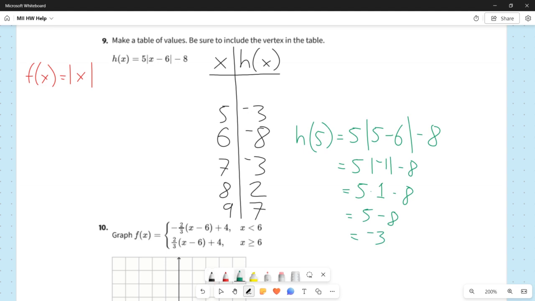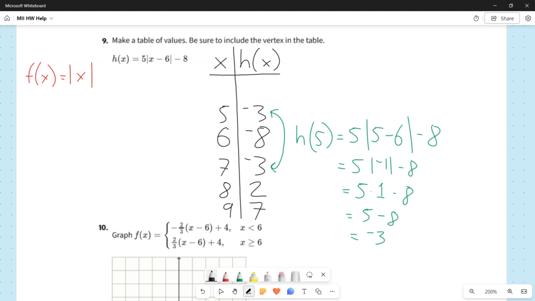And notice, it's the same value, right? So on either side of my vertex, my result is this negative 3. You think about an absolute value graph, it looks like a V, right? So from the vertex, if you go to the left and you go to the right, it's actually very common to see this kind of pattern.